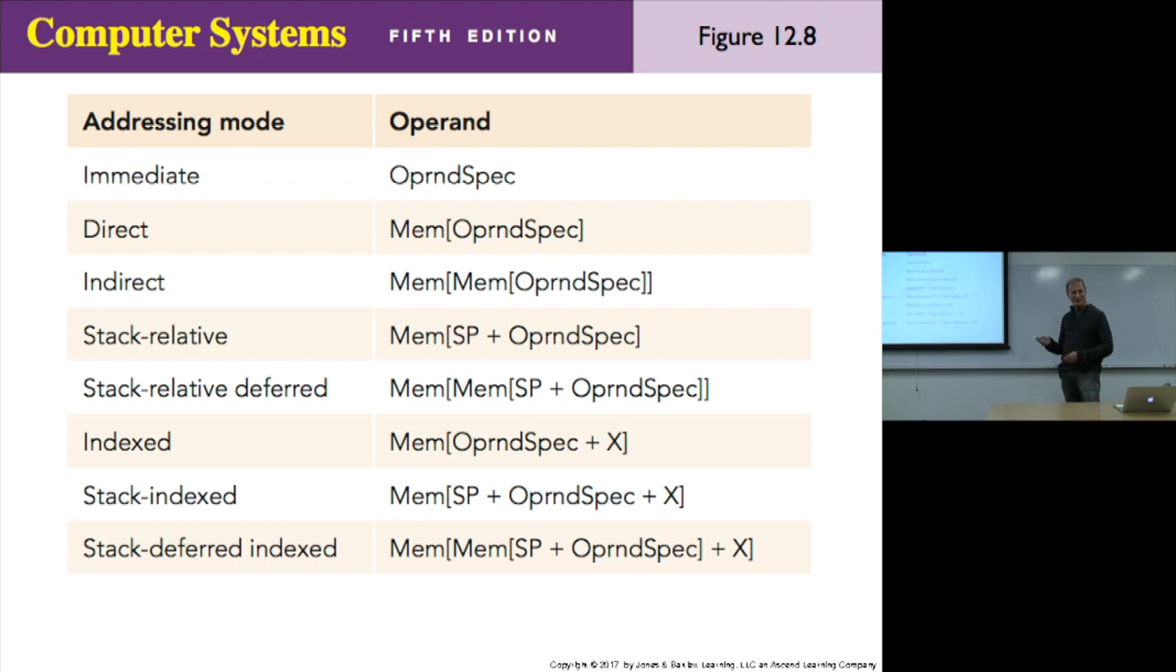I don't know if you remember this or not, but do you remember the addressing modes? I was immediate. D is direct. Do you remember the letter for indirect? This is figure 12.8, and it doesn't have the letters on it. Was it X? No, X was indexed. N was indirect. It couldn't use I for indirect because I is immediate. Stack relative, that was S. And then stack relative deferred, SF.